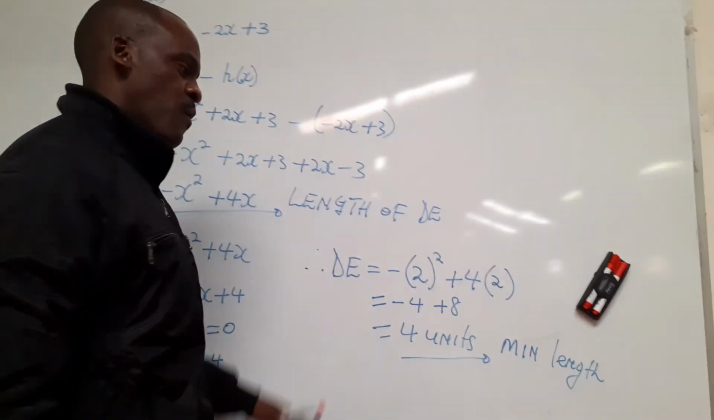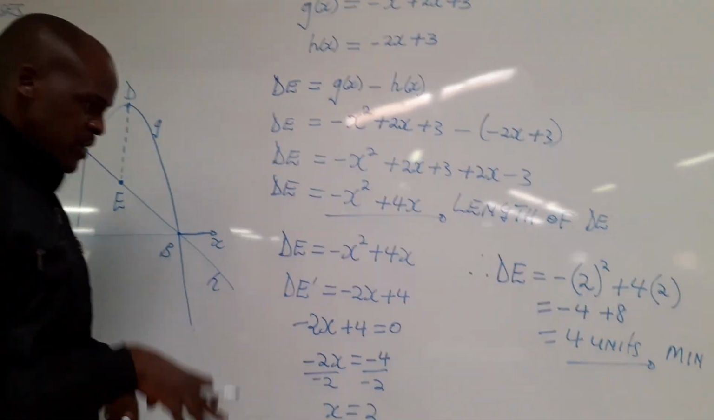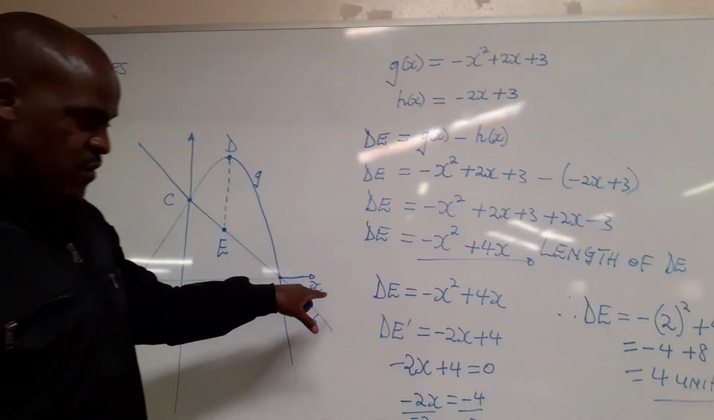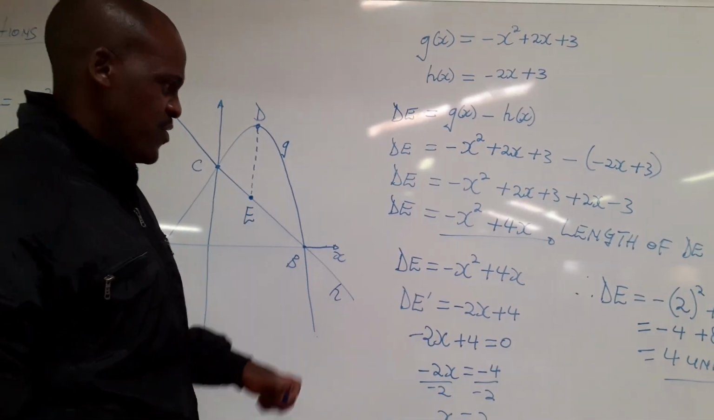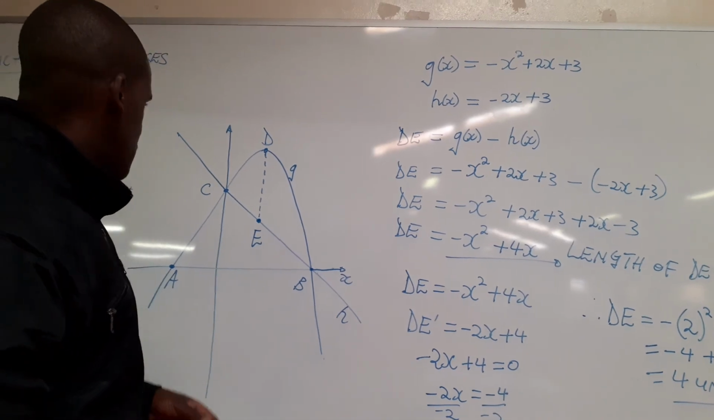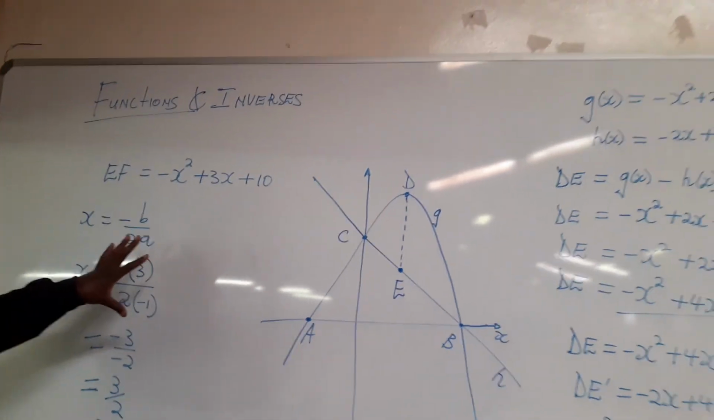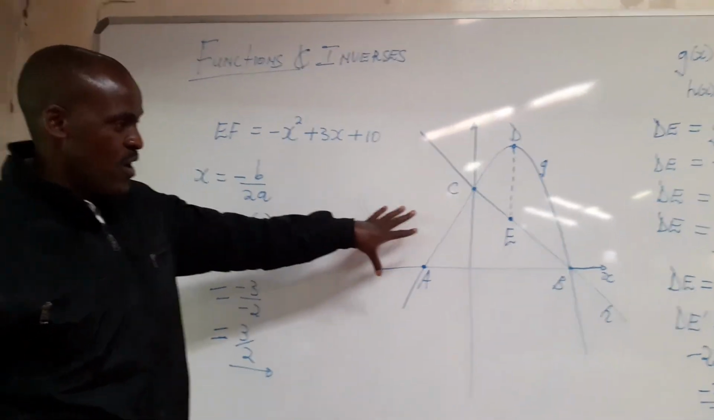So always for maximum or minimum length or minimum distance, we derive. So let's stop here with finding the distance between two functions.